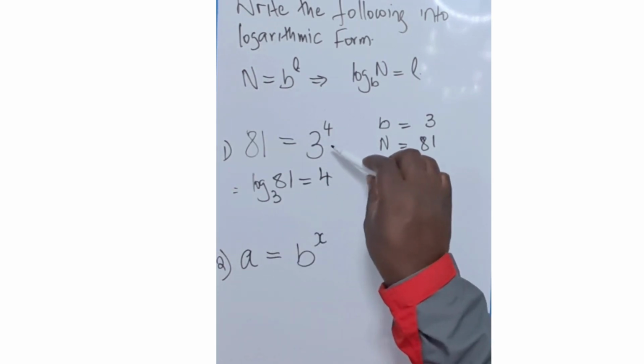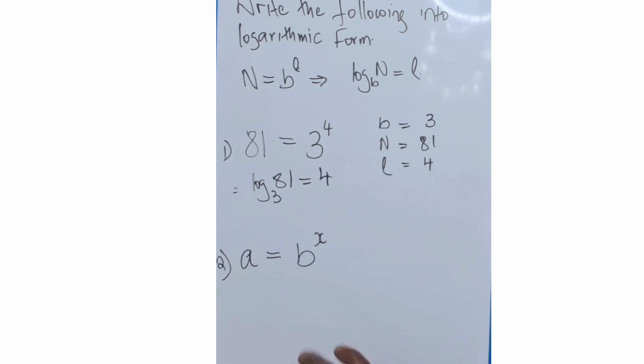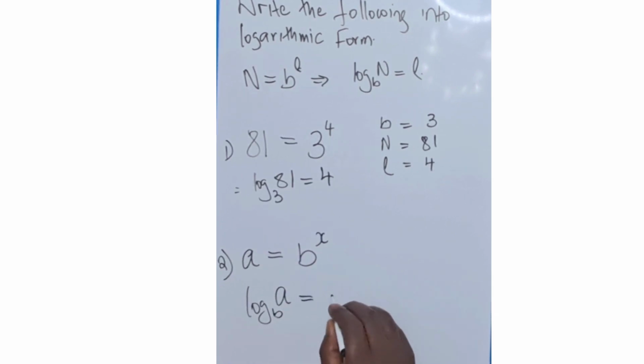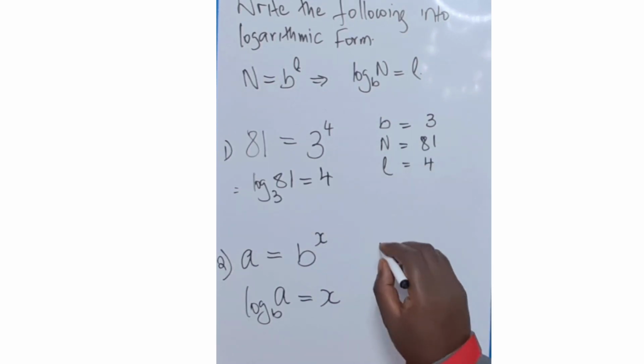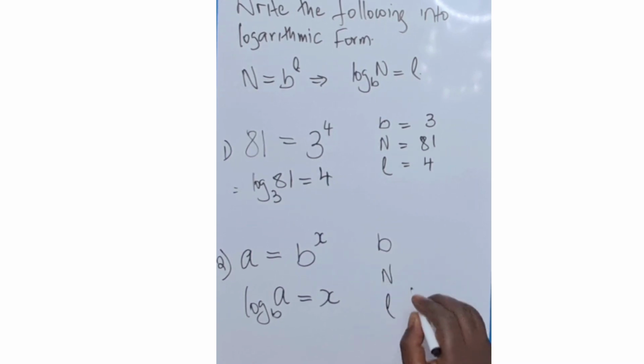So now we've converted an exponential form into a logarithmic form. We'll do the same with this one, which is a equals b to the power x. So we're going to say this is log, a is our number, and b is our base, equals x. This is how simple it is. In both cases, you have to identify which one is your b, which one is your n, and which one is your l.